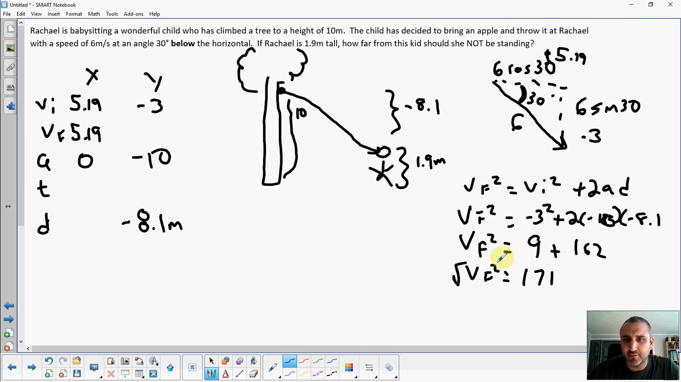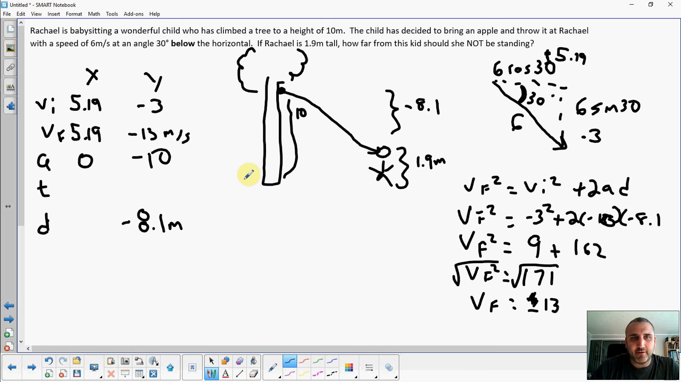And then we take the square root of 171, and we should end up with a final velocity of plus or minus 13.07. I'm just going to leave it as 13. So, because the apple is being thrown down, we know it's never going to come back up, so we can ditch that positive. So our final velocity in the y dimension is going to be negative 13 meters per second.